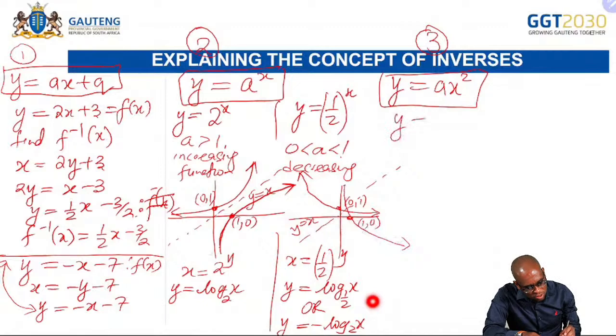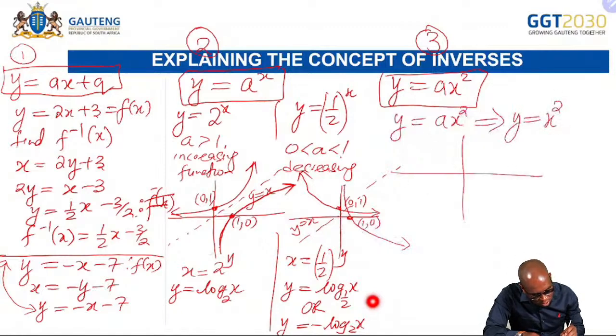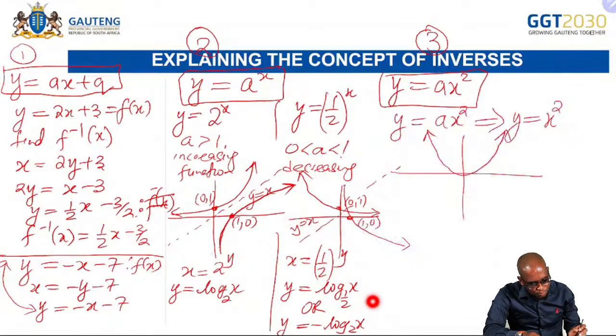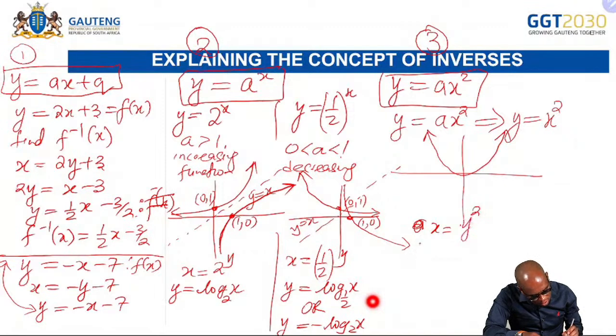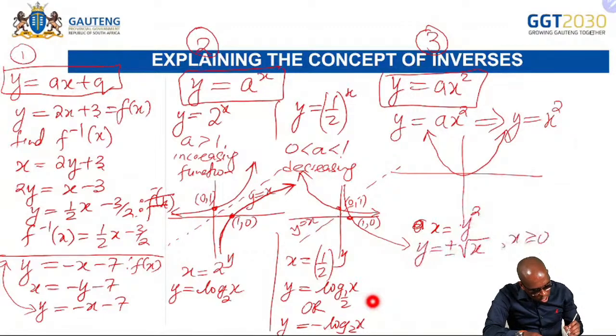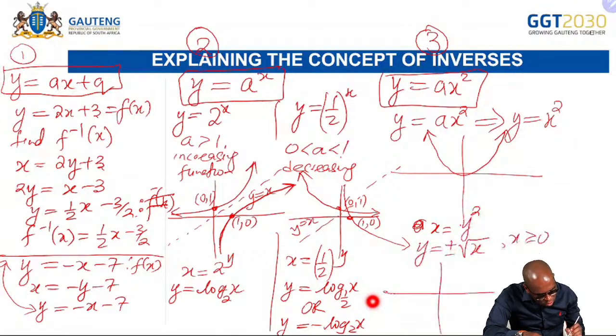Now moving on to the next one, our parabolic function, y is equal to ax squared. If I take an example, y is equal to x squared. If I draw this graph here, you can see that this graph would be concave up like that, and if I were to invert this graph, I would have x is equal to y squared, and if I make y the subject, y would be plus or minus the square root of x. And remember, this will always hold when x is positive. Now if you were to draw the graph of this, you see that the graph would look this way.